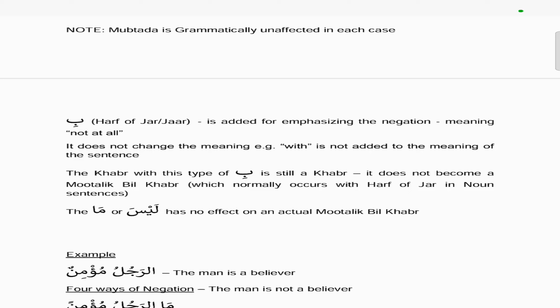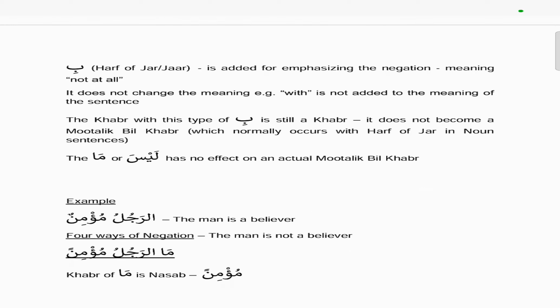So the khabar with this type of bi is still a khabar. It does not become a muta'alliq bil khabar, which normally occurs with a harf of jar in noun sentences. So if you remember, harf of jar in a noun sentence is called muta'alliq bil khabar. Or if you have a special mudaf of time and place which is called the zarf, then that's called a muta'alliq bil khabar also. But in this case, because this bi, this harf of jar, is not a typical harf of jar, it's being used to emphasize the negation, it's called the khabar. It's still the khabar. We won't call it muta'alliq bil khabar.